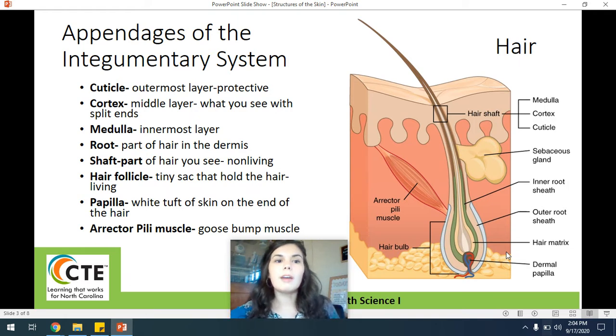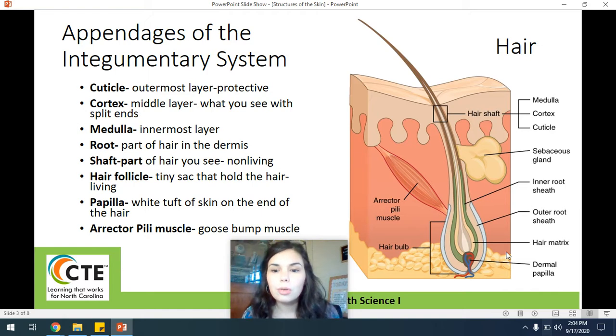Within our dermis, we have lots of different appendages, and one of those is our hair. And our hair is made up of many different structures itself, including things like the cuticle, the cortex, the medulla, the root, the shaft, the hair follicle, the papilla, and the erector pili muscle. And all of these are very important, and you're going to need to be able to label each of them.